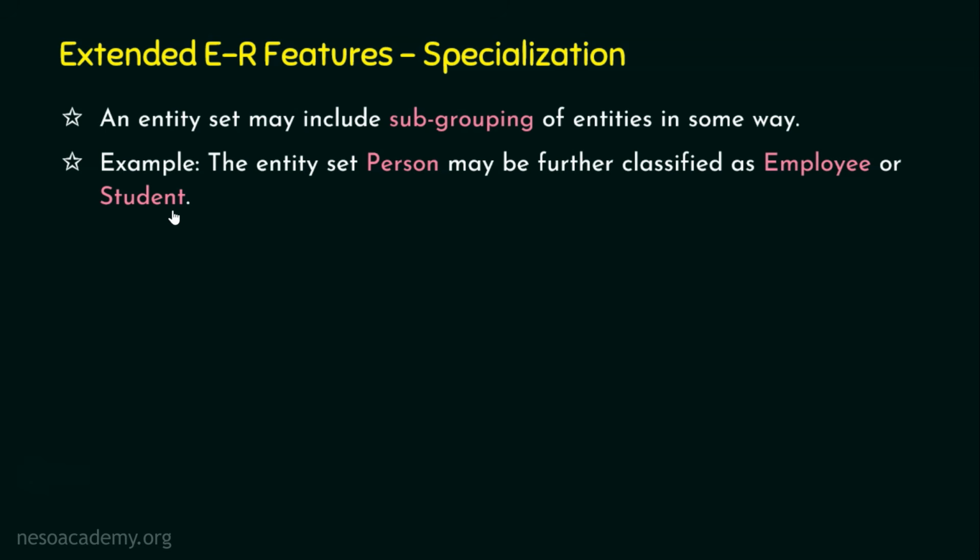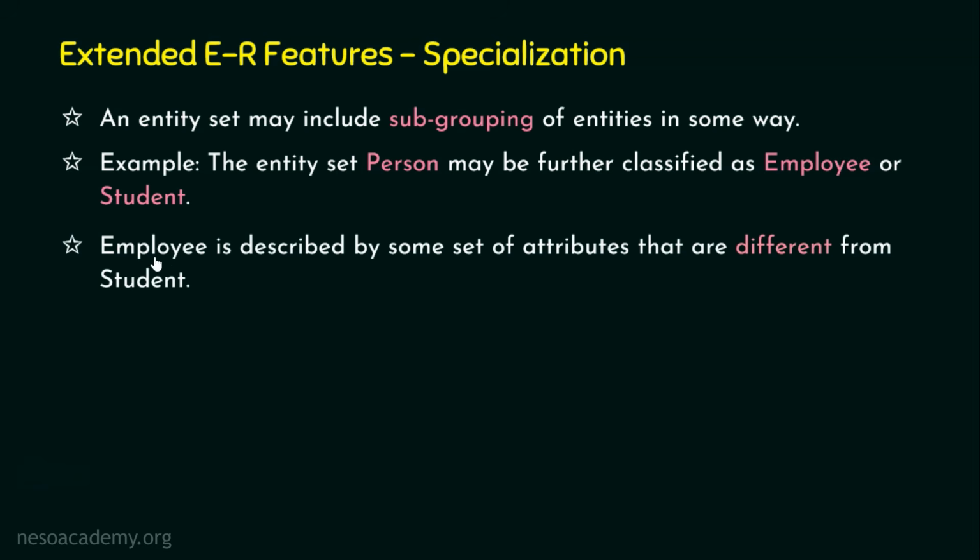Alright, why do we want to do it like this? Because there may be a situation where the employee is described by some set of attributes that are different from student. You can see in the above example, the person entity is divided into two subtypes, employee and student. Though a student is a person, and an employee is a person, there may be requirements that the employee should be described by a set of attributes that are different from student. As you know, both employee and student will have the behavior of a person. However, employee and student may at times need to be described differently, with a set of different attributes.